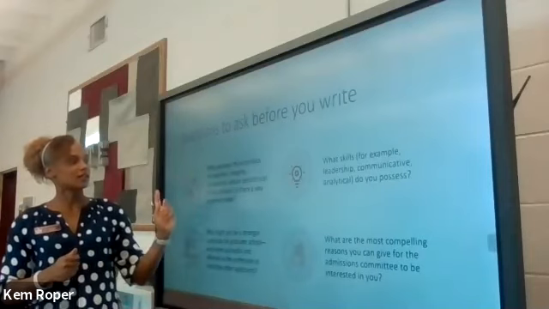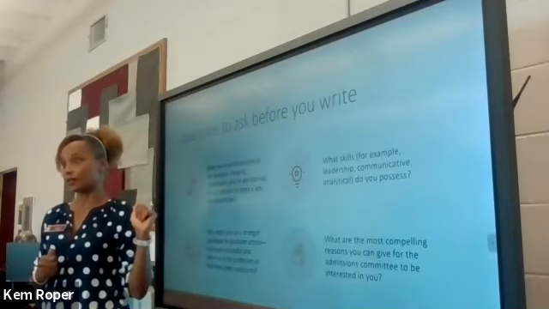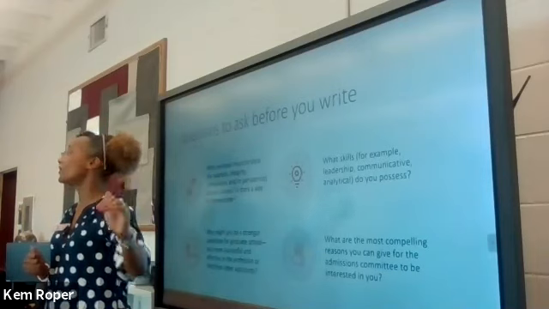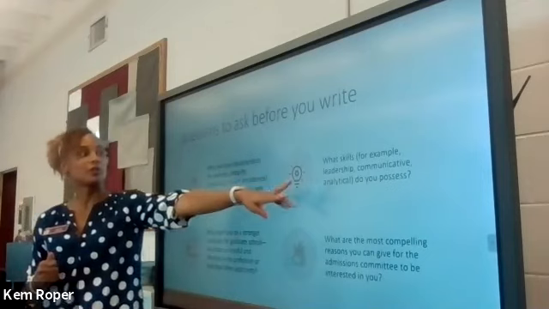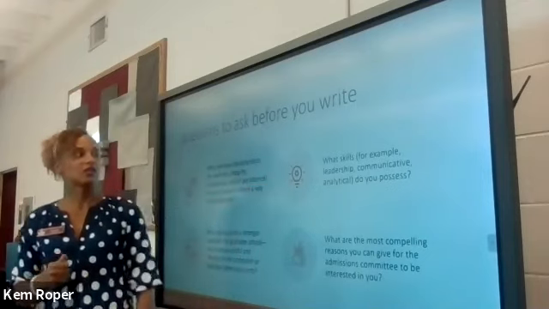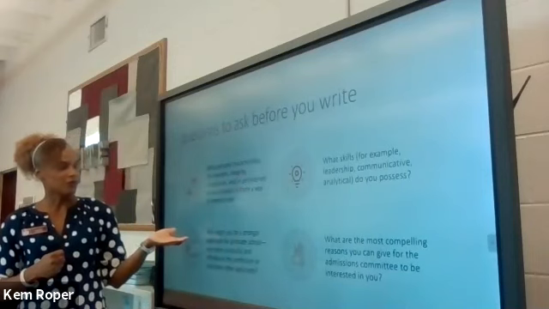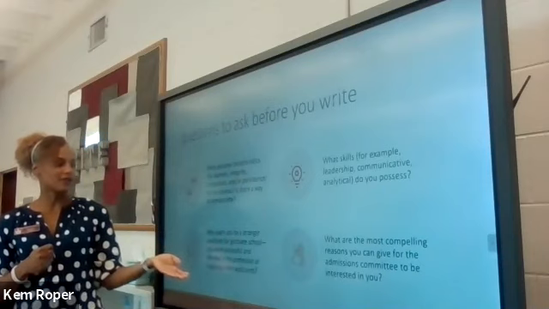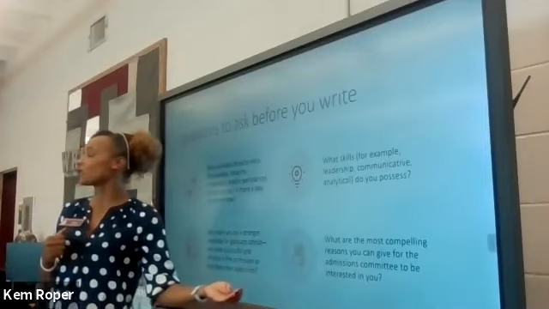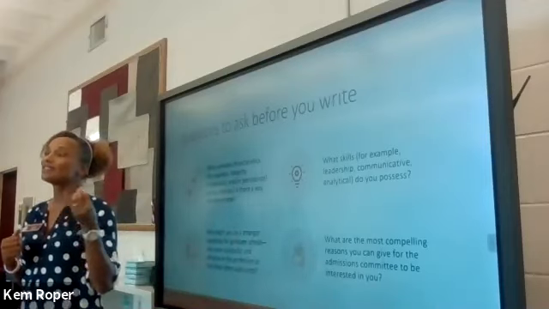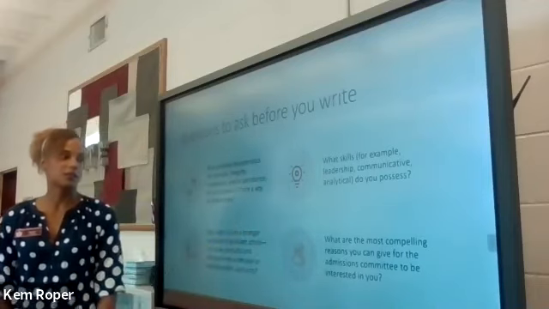What personal characteristics do you possess? And is there a way to demonstrate that? It's not enough to say I'm a really caring person. You've got to show in some way how you have cared for someone. What skills, for example, leadership or communication or critical thinking, do you possess? Again, demonstrate that in some small anecdote from your life. Why might you be a stronger candidate for graduate school and more successful and effective in the professional field than other applicants? You want to be thinking of ways in which you can distinguish yourself. And what are the most compelling reasons you can give for the admissions committee to be interested in you?